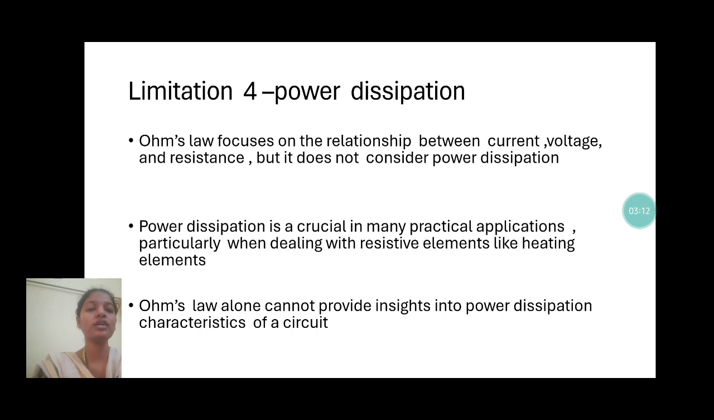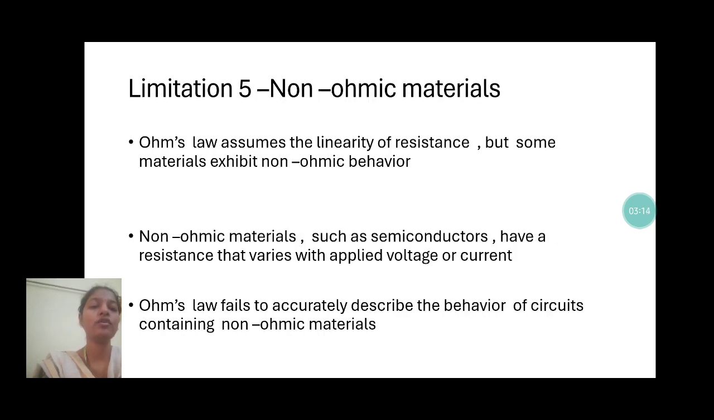And we can go through limitation 5 of Ohm's law, which is non-ohmic materials. Ohm's law assumes linearity of resistance, but some materials exhibit non-ohmic behavior. Non-ohmic materials such as semiconductors have a resistance that varies with applied voltage or current. Ohm's law fails to accurately describe the behavior of circuits containing non-ohmic materials.